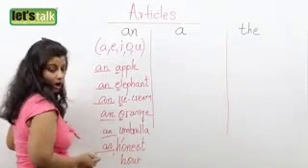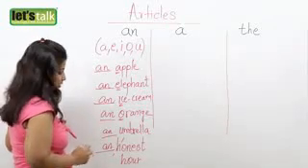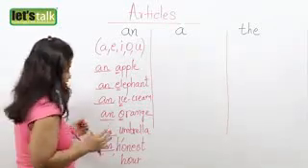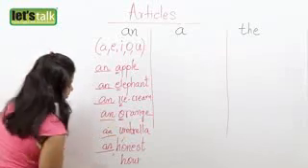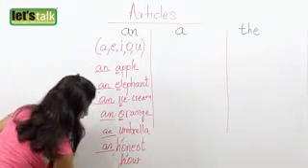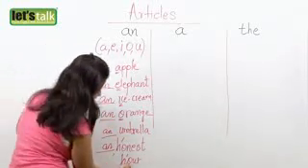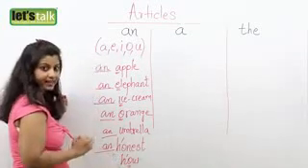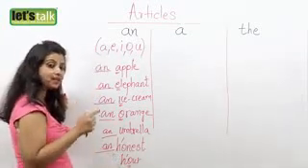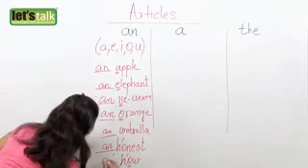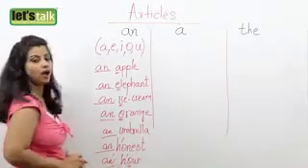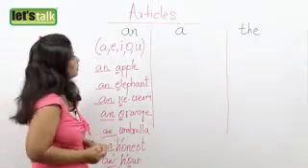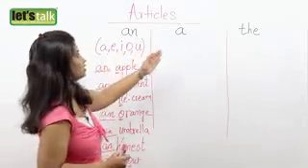There's another word which I need to share with you, and that is hour. Do we say a hour? No, we don't. We say an hour. So why do we say an hour? Because the H again is silent and the first sound is O, which is again a vowel. That is why I am going to say an hour.